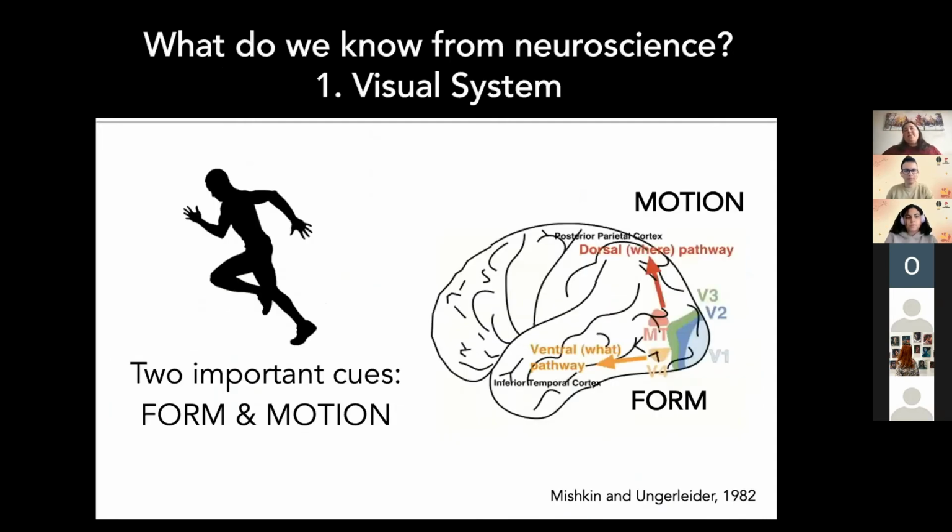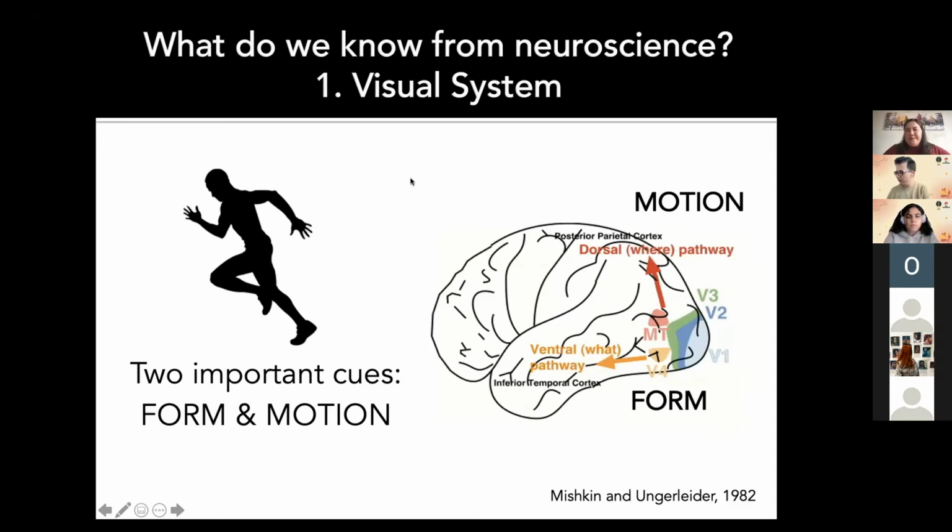And if you ask me what we know from neuroscience regarding action perception, I can tell you that there are two, let's say, parallel lines of research. One line of research focuses on the visual system. And here the idea is that when you see an action, for example, someone who is running, there are two important visual cues. One is the form of the actor, which is basically the appearance, the body, for example. And the second cue is the motion, right? The movement pattern of the actor.